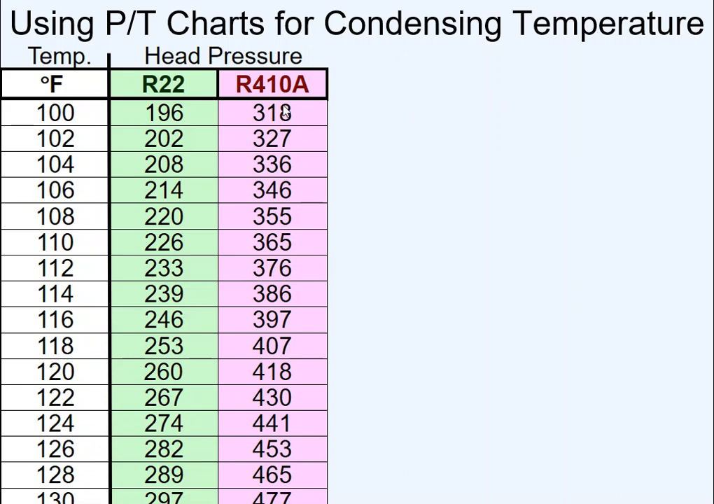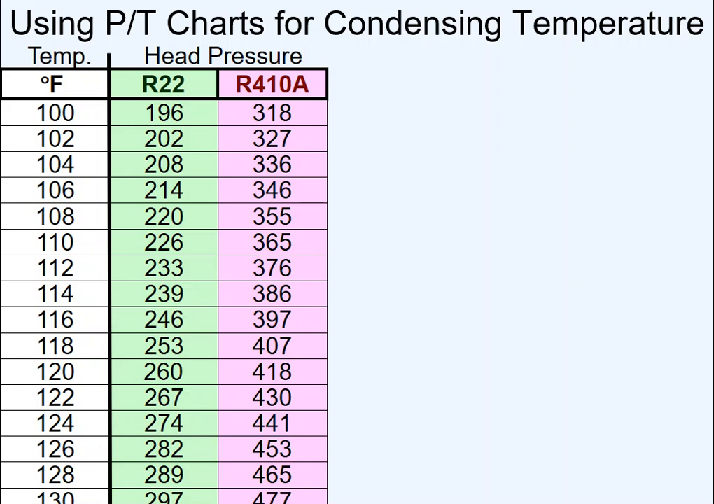410A has been here for probably the last 15 to 20 years, but now it's basically the only thing in the residential game at this point. So that's mainly what you'll be working with. But in this example, let's start with the pressure. Let's say we're looking at our gauges and we have 375 psig on our high side gauge. Well, what does that mean? That means you have a 112 degree saturation temperature on your high side.